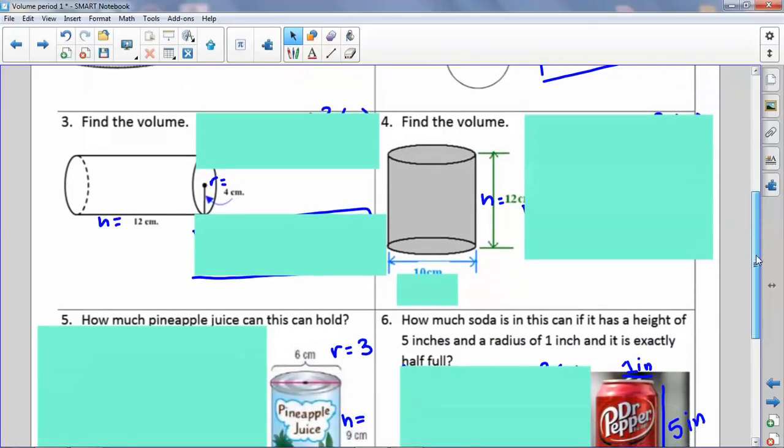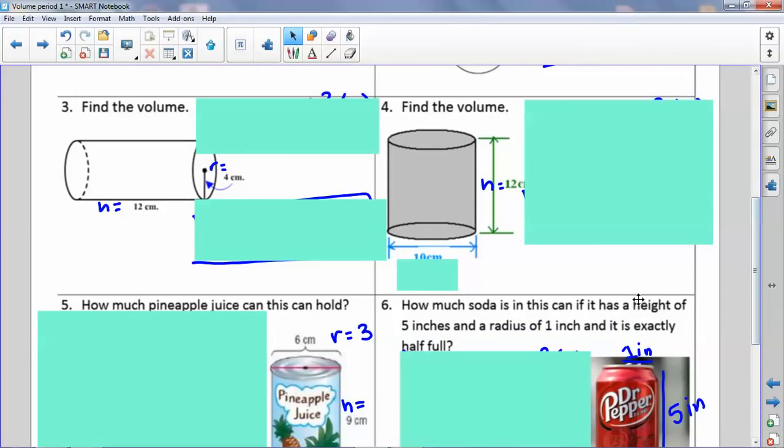So let's go ahead and look at some more examples. So example 3, we want to find the volume, and all they did this time is take the cylinder and turn it on its side. So our height is still 12 and our radius here is 4.